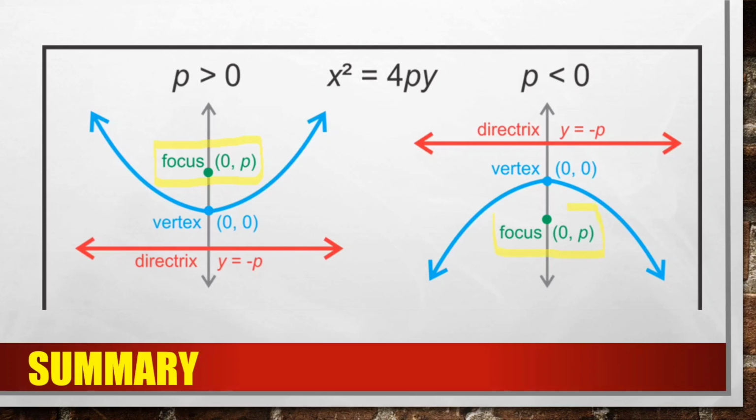If p is greater than 0, the parabola opens upward. And if p is less than 0, the parabola opens downward. To determine the opening of the parabola, if a is greater than 0, the parabola opens upward. And if a is less than 0, the parabola opens downward.